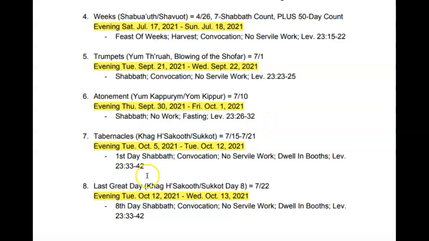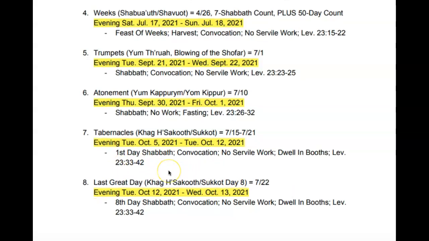And then there's also tabernacles and the last great day, which run for 8 consecutive days from October 5th through October 13th, 2021. You're to dwell in booths if you have them, such as a tent. And the 1st and 8th day are to be Sabbaths. A convocation is to be held on them, and no servile work is to be done. You can learn more about that in Leviticus chapter 23, verses 33 through 42 on your own time.